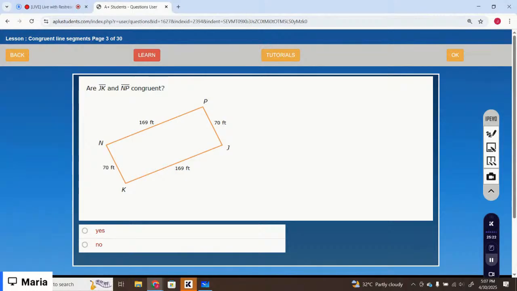Are JK and NP congruent? Yes, JK and NP are congruent. Yes, it is.